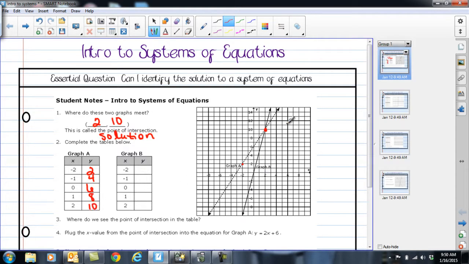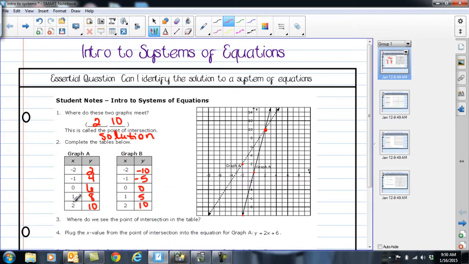And then graph B, the solid line, same thing. When x is -2, it's way down here. We're going to call that -10. When x is -1, it's at -5. When x is 0, we're at 0. When x is 1, we're at 5. And when x is 2, we're at 10.